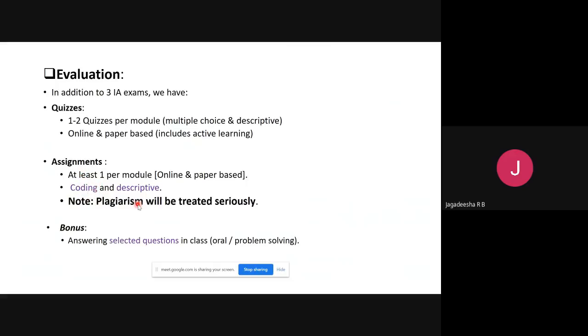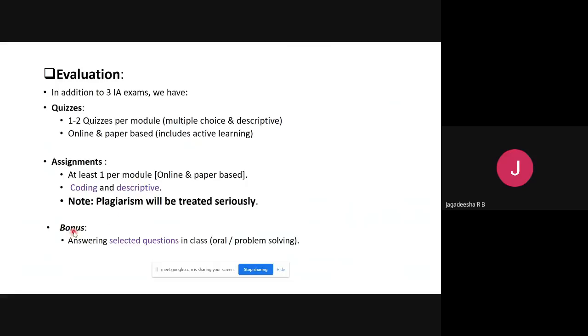Please note that plagiarism will be treated seriously. That means I don't want you to copy others' answers or others' code directly. You need to understand the assigned question and try to solve the question by yourself.